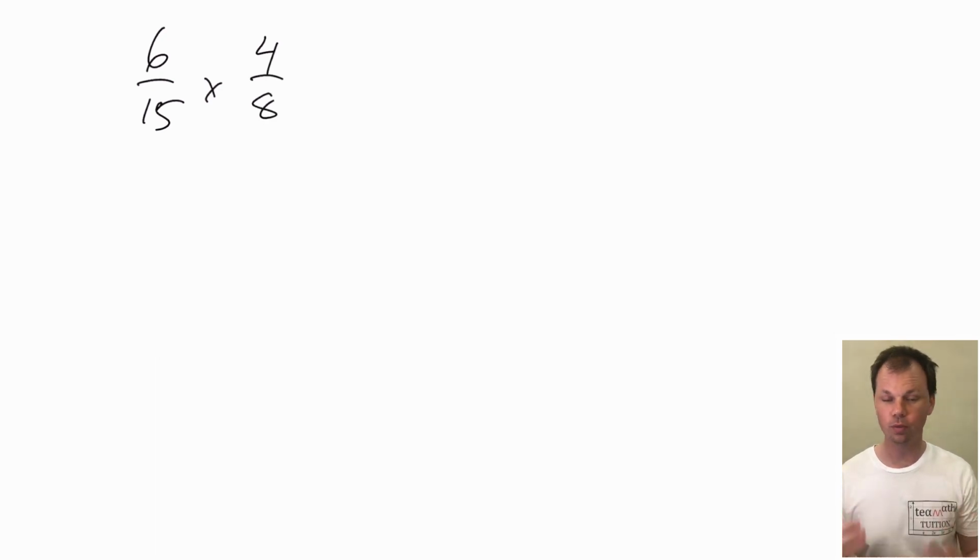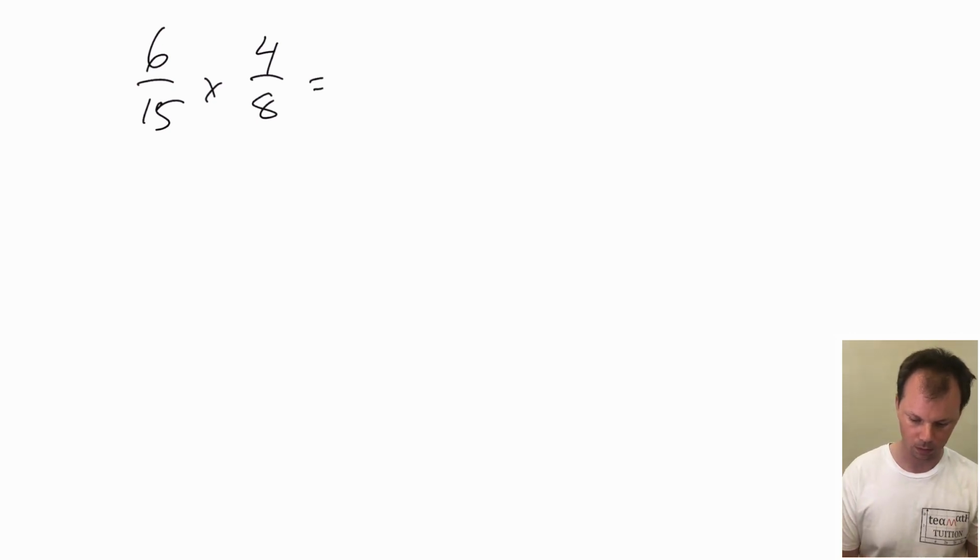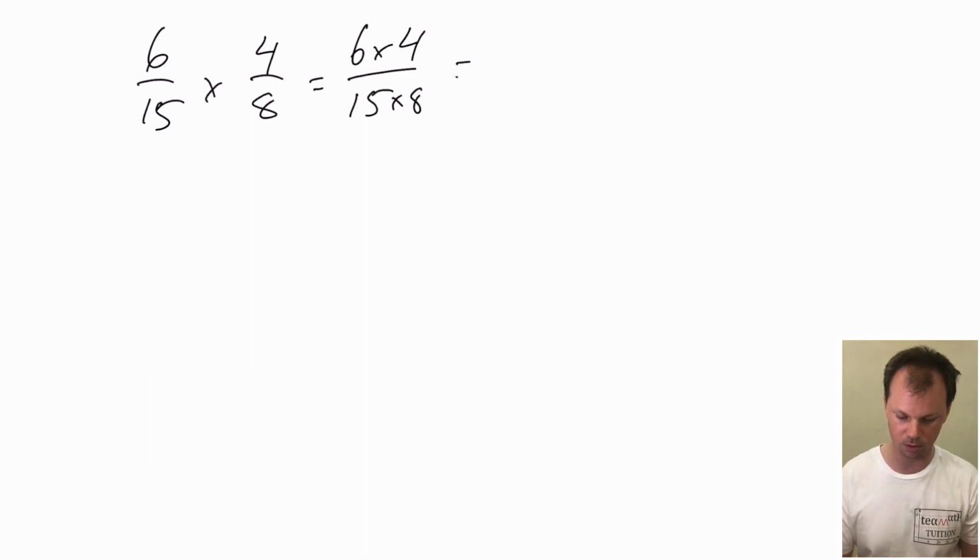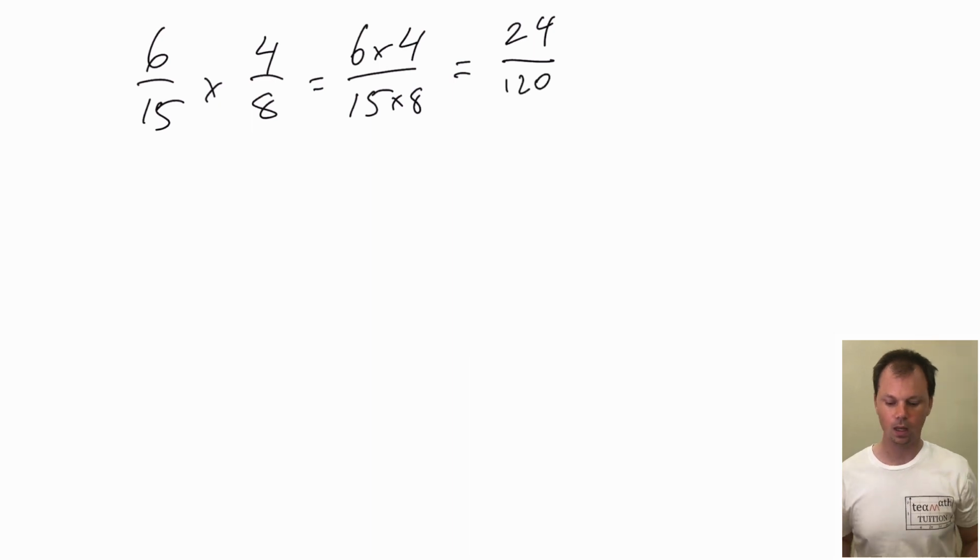Probably the first thing that comes to mind: multiplication, multiply the numerators, multiply the denominators, and then simplify after we do that. So let's have a go at doing that. Now, you don't necessarily have to write out this step here, but I'm doing it just to be very clear with what I'm doing. 15 times 8, 10 times 8 is 80, 5 times 8 is 40, so 80 plus 40 is 120. So we've done our multiplication, now we need to do our simplification of this.